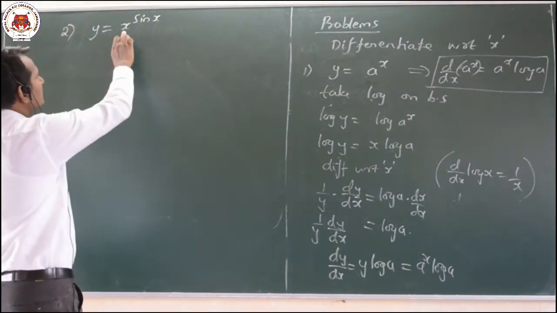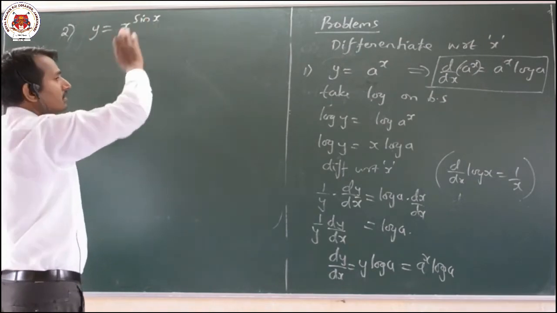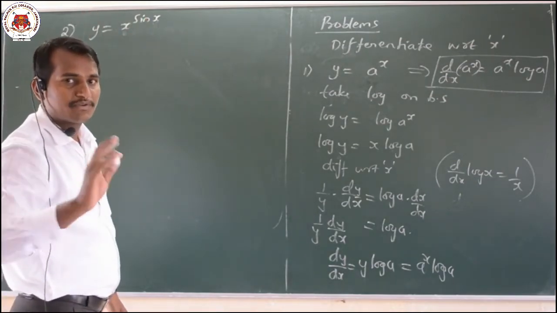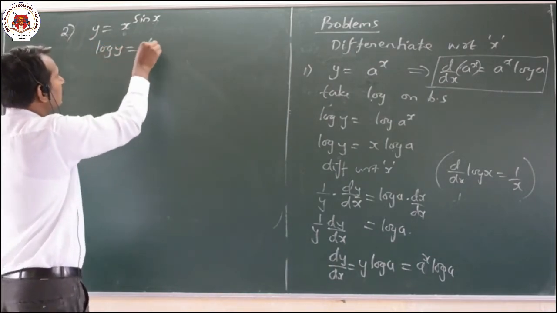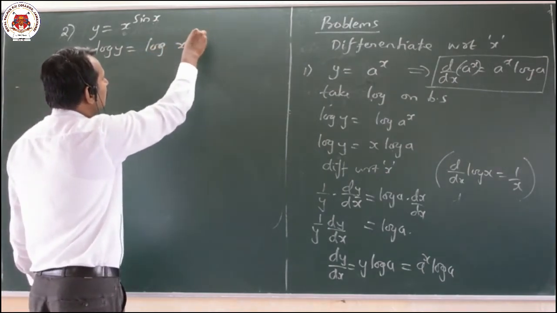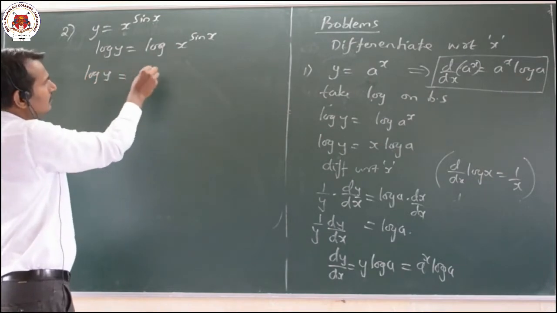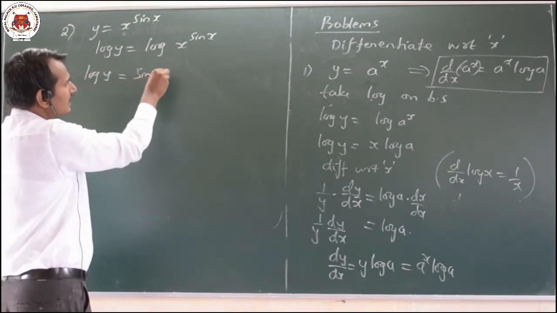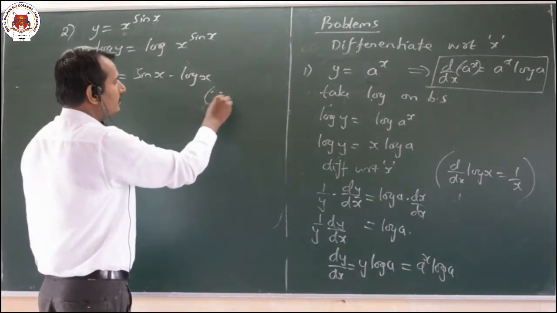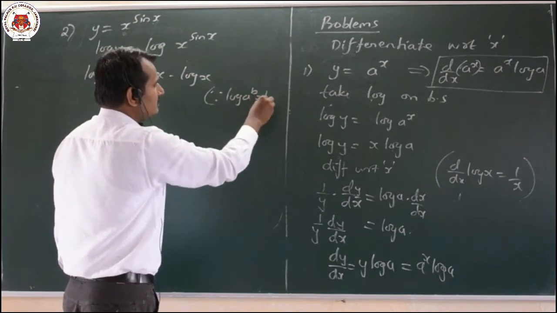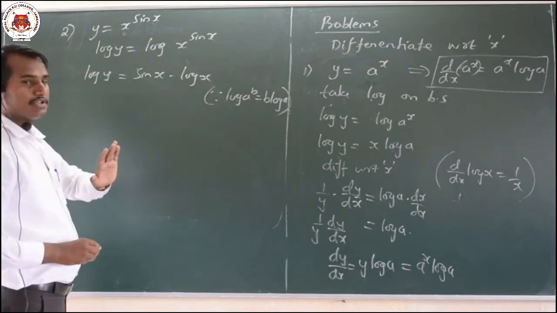Now here, since it is f of x to the power of g of x, very simple, very clear, we have to make use of the logarithmic property. That is, log y is equal to log of x to the power of sin x. That means I will rewrite again: log y is, by properties of logarithm, sin x into log x, because log a to the power of b means b log a.